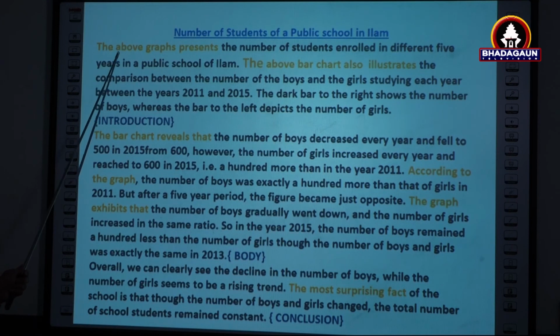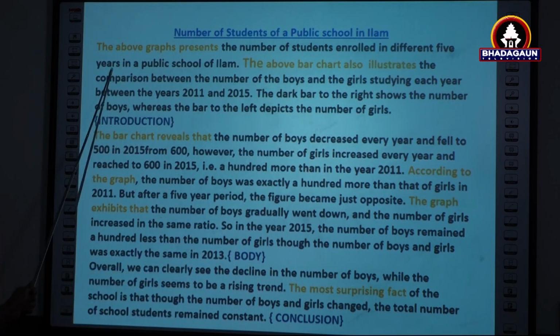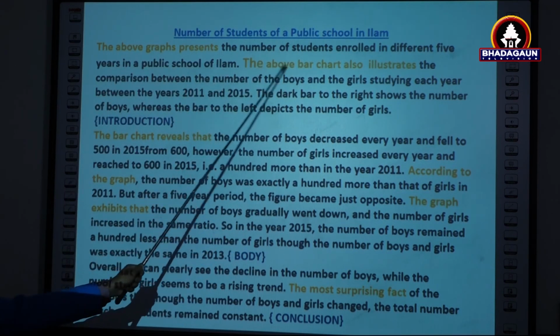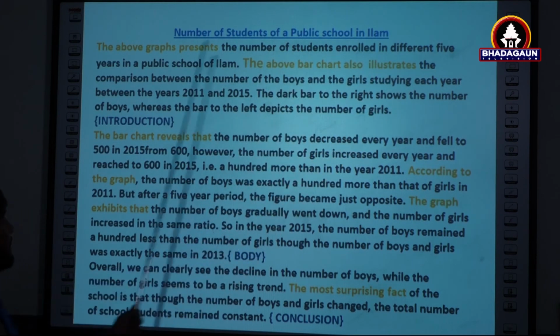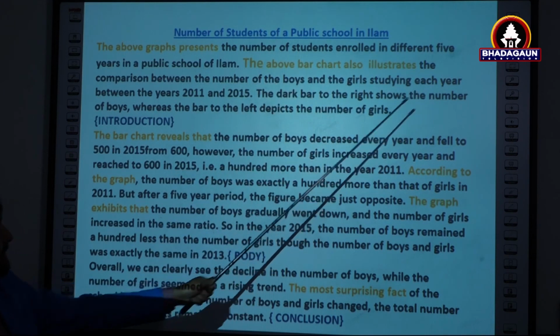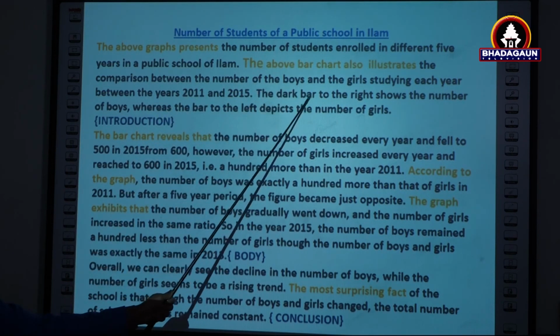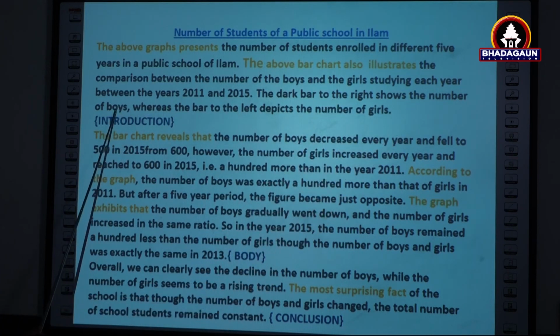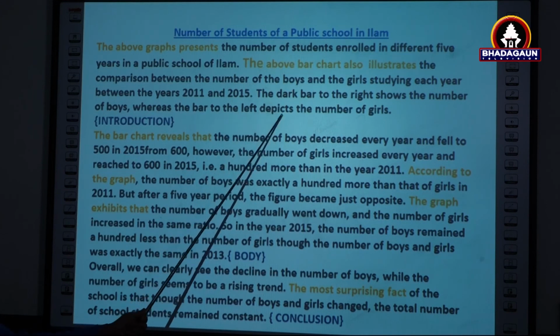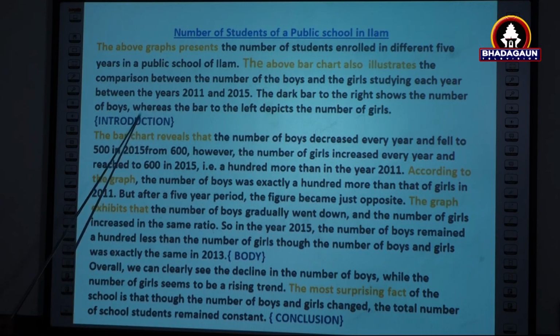So, the above graph presents the number of students enrolled in different 5 years in a public school of Ilam. The above bar chart also illustrates the comparison between the number of the boys and the girls studying each year between the years 2011 and 2015. The dark bar to the right shows the number of boys, whereas the bar to the left depicts the number of girls. This is about the index, or you say legend. This is the introductory paragraph. This is the whole body paragraph. This is right, body paragraph. The last one is the concluding paragraph.